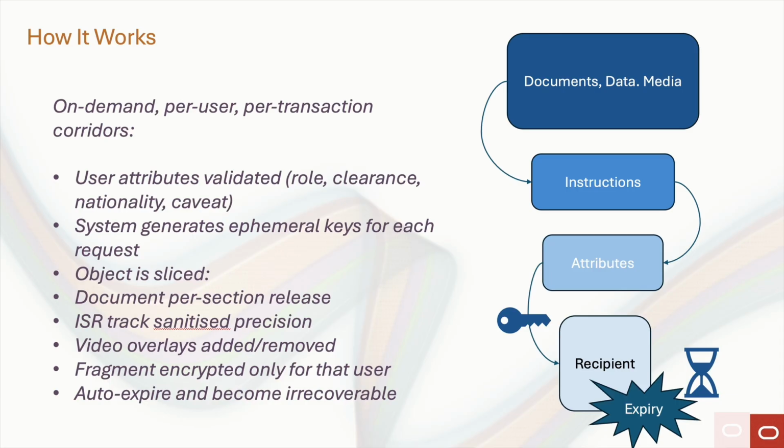So how it works, this on-demand per user per transaction corridor, I've shown you it in the app, but it's really, really simple. You have the documents, data and media, you have your instructions, you have your attributes, and that then keys it to that recipient and expires it on a time basis, then deletes it. So you've got baked in handling. The user attributes are validated, and that could be their role, their clearance, their nationality, the handling caveat. The system generates ephemeral keys for each request. The object is sliced, so you get document on a per section release, and sanitized ISR track, video overlays added or removed. The fragment is encrypted only for that user.